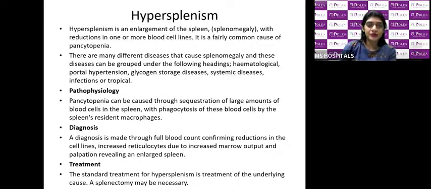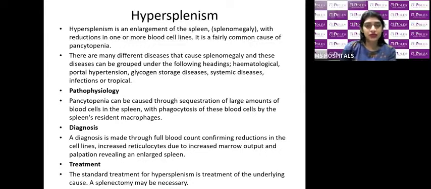Coming to hypersplenism: hypersplenism is an enlargement of the spleen, splenomegaly, with reductions in one or more blood cell lines. It is a fairly common cause of pancytopenia. Many different diseases cause splenomegaly, and these can be grouped under the following headings: hematological, portal hypertension, glycogen storage diseases, systemic diseases, infections, or tropical. Pathophysiology: pancytopenia can be caused through sequestration of large amounts of blood cells in the spleen, with phagocytosis of these blood cells by the spleen's resident macrophages.